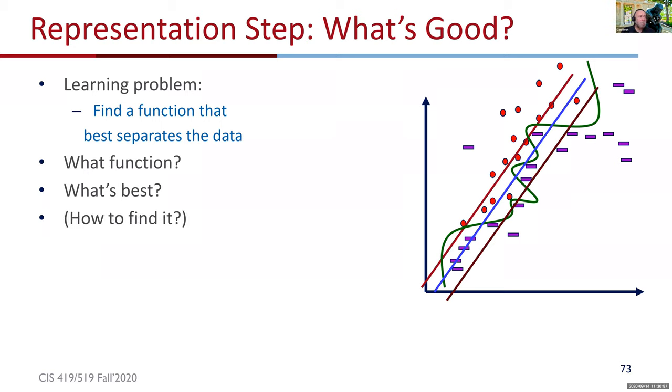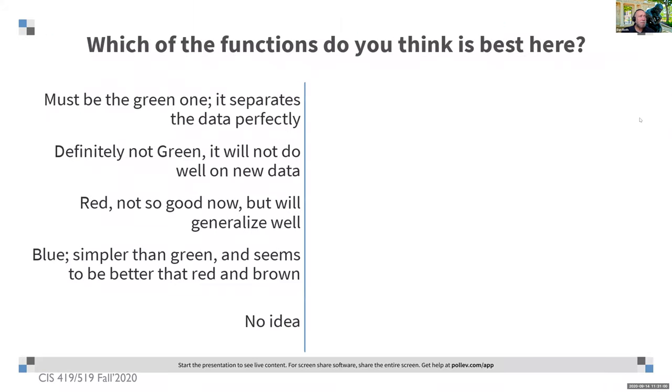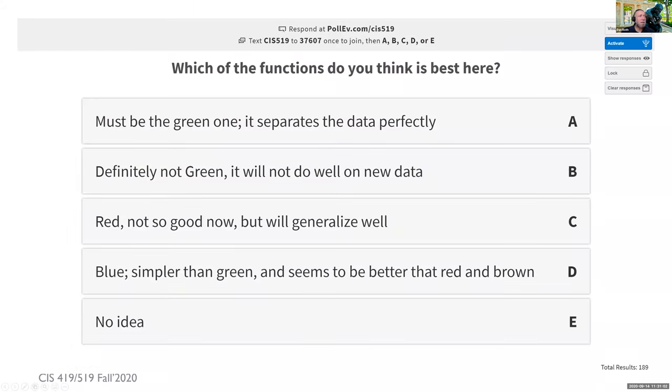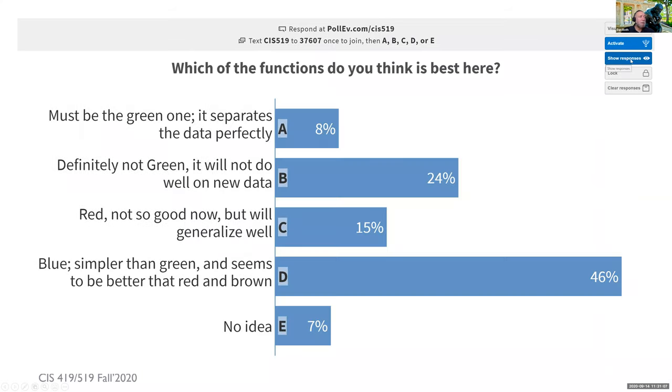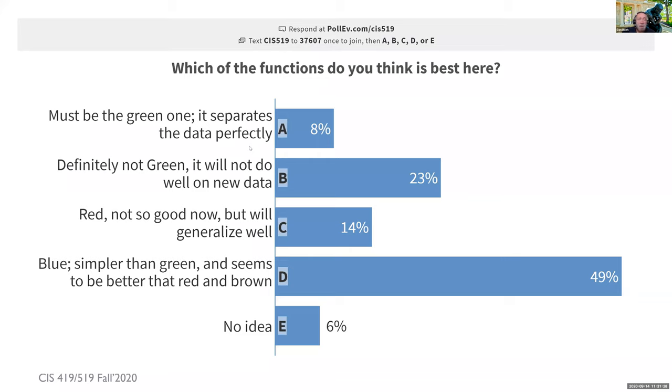Okay, so now let's see what you think about this. Most of you think that it's blue because it's simpler than the green and it seems to be better than red and brown. And I agree with this. So let's go over this. Some said it must be the green one because it separates the data perfectly. And that's true. Green separates the data perfectly.